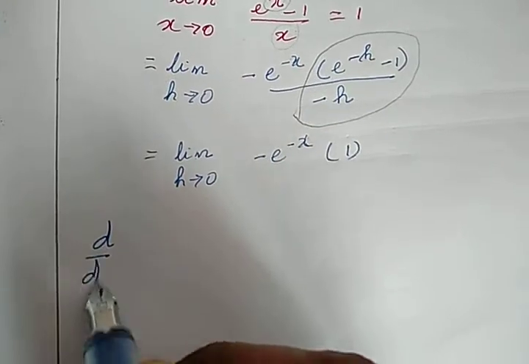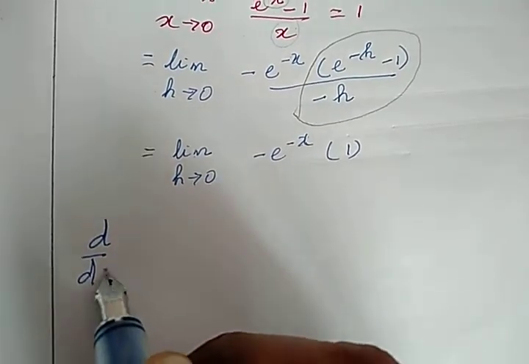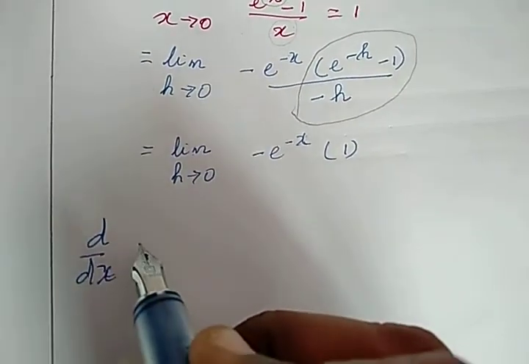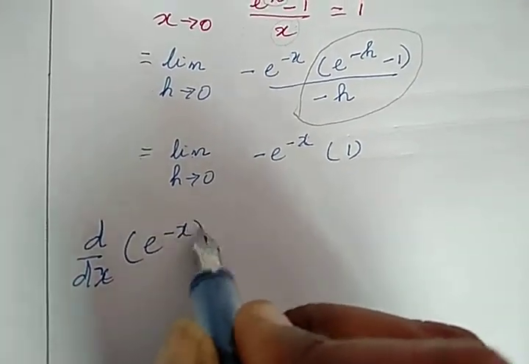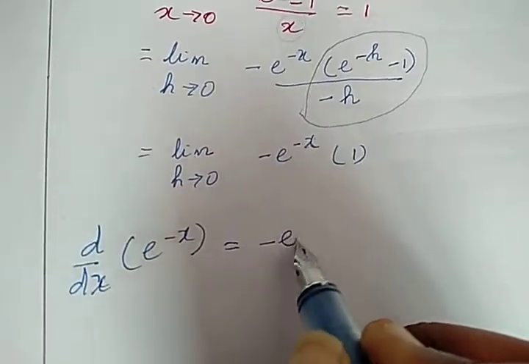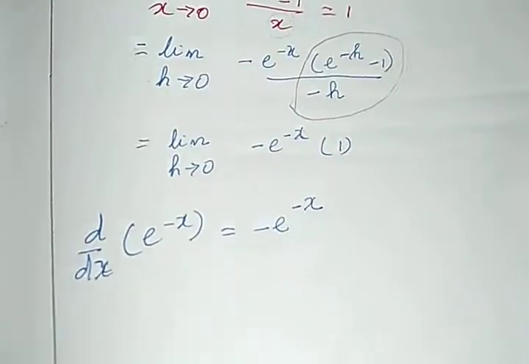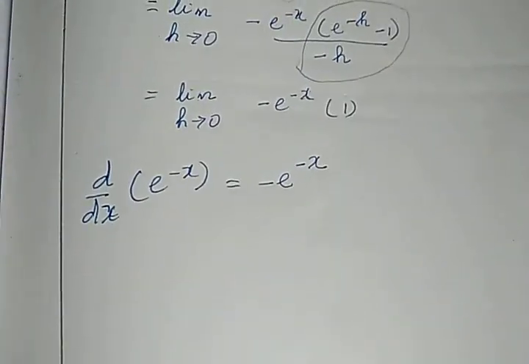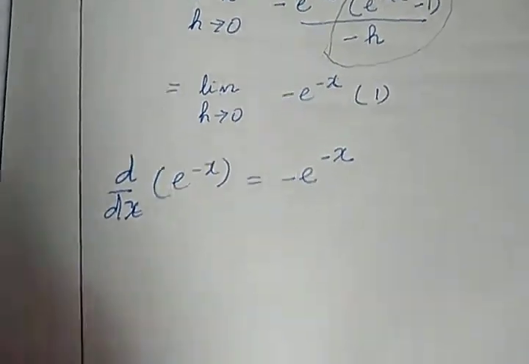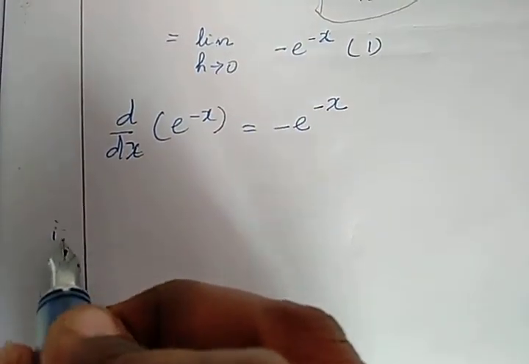d by dx of e to the power minus x. The answer is minus e to the power minus x. And that's all about sum number 2. And we will move on to the last sum of the exercise.